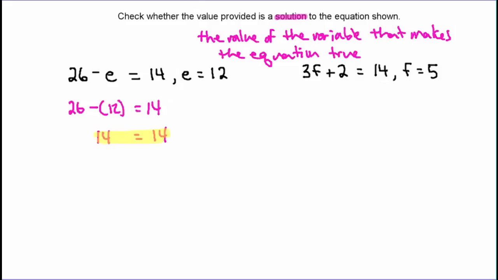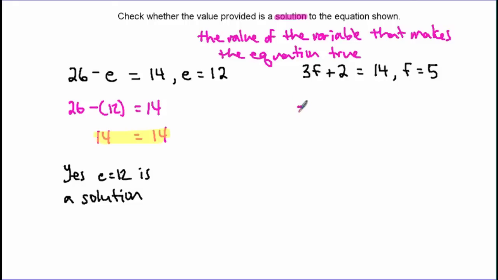In this case, the values of both sides of the equation are the same, so we will say yes, e equals 12 is a solution, meaning that the given value, e equals 12, makes both sides of the equation the same. Let's try the equation on the right-hand side.